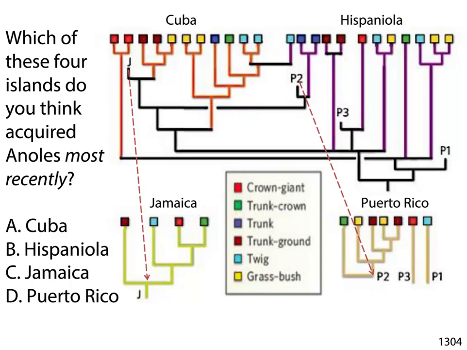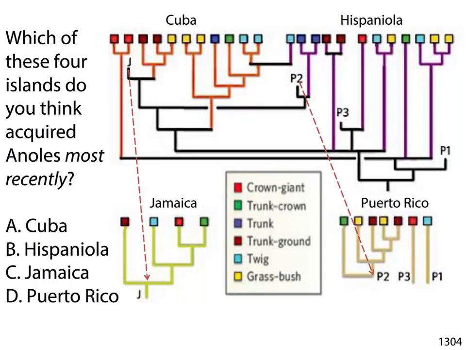Unfortunately, if we were in class, I could explain this better. However, if you look at it, Jamaica, or J, is the one that most recently accumulated them, because they didn't appear there until the branches there, in which case that's the closest to the squares at the top.